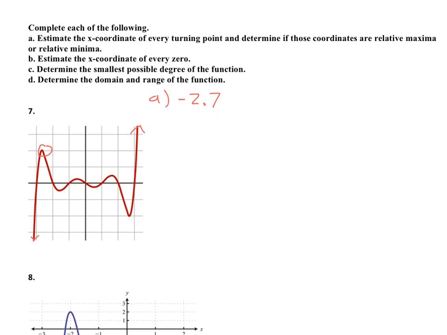That is a relative max, so in parentheses, I'm just going to write max. All right, there's another turning point here. I would say that's around negative 1.7. Remember, you're reporting the x-coordinate, and that is a minimum. Okay, next turning point is here, maybe around negative 0.6. And that is a max.